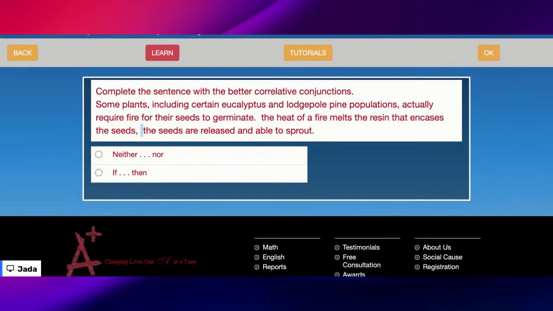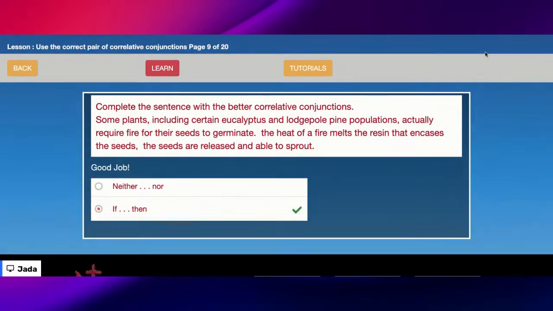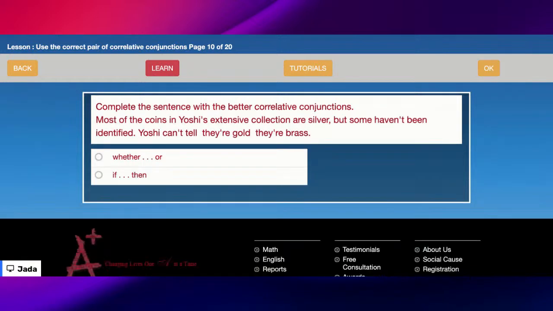So, if the heat of the fire melts the resin that encases the seed, then the seeds are released and able to sprout. So it's supposed to be if-then, because it has a condition and then the consequences of your condition. So whatever you do, that's the result. Okay?